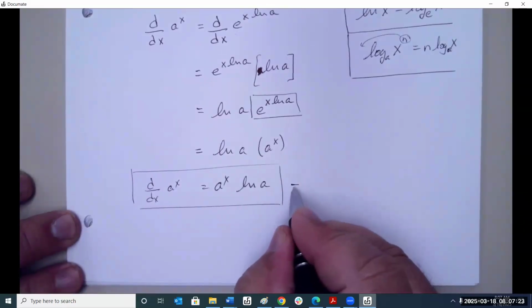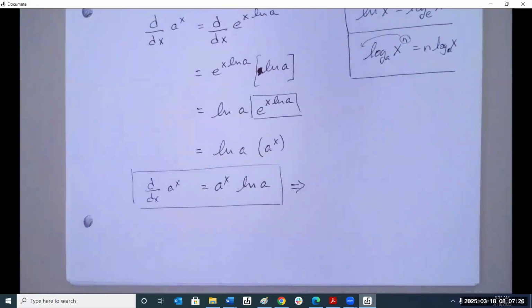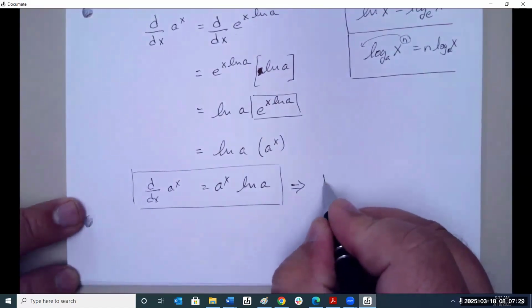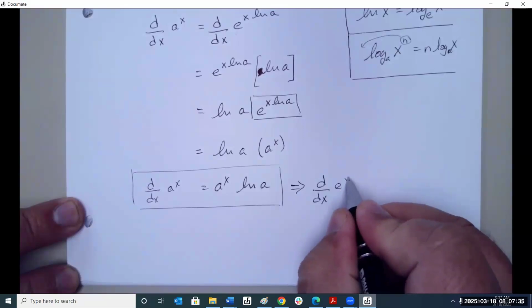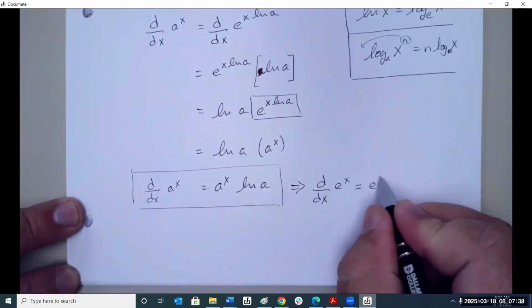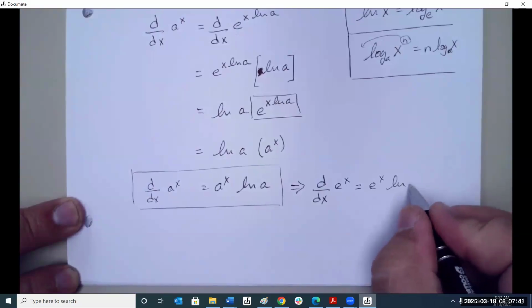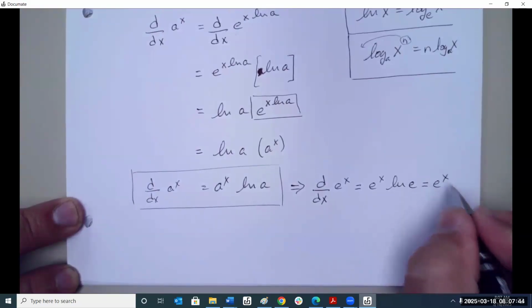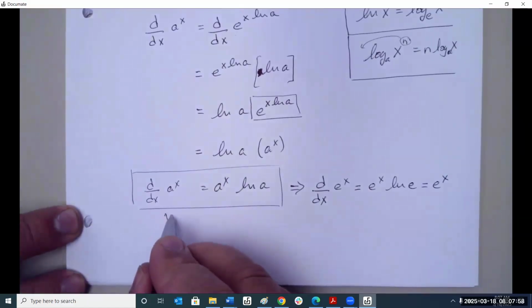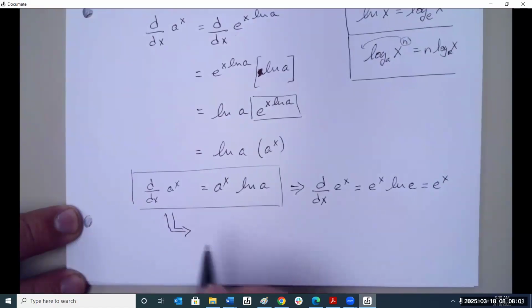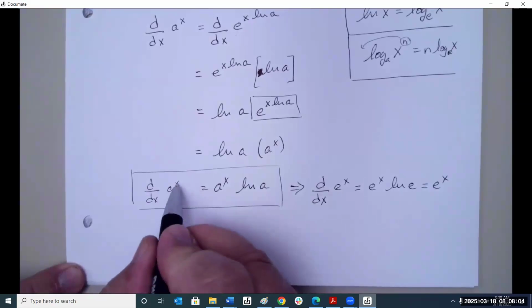We can also extend this to the e function, where the derivative of e to the power x is e to the power x ln e, which is e to the power x. This equation here is only good for x.